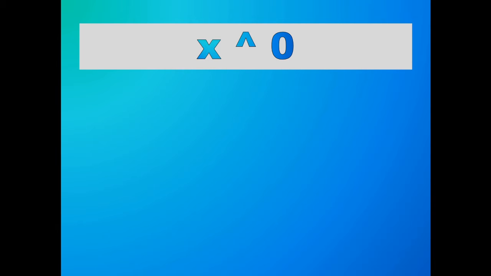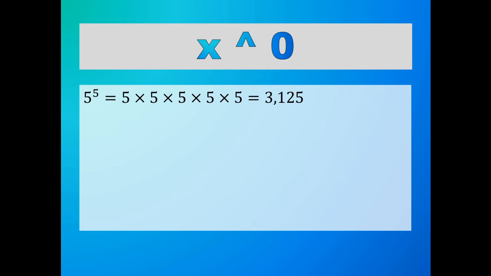Let's now talk about x to the 0th power. In this set of videos, I'm going to be using x to be talking about any number but 0. So let's talk about 5 to the 5th power. That'll be 5 times 5 times 5 times 5 times 5. There are 5 5's being multiplied together, and that is 3,125.